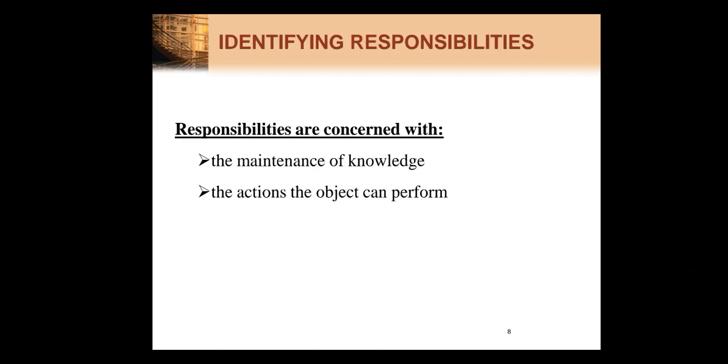Now, how do we identify the responsibilities? Once we have identified the methods, we know with which classes it collaborates. Then for finding or writing down the methods, we need to identify the responsibilities. How do we identify the responsibilities? Responsibilities are concerned with the maintenance of knowledge as well as the actions the object can perform. Which type of action, that means what type of function the object performs for that class, is nothing but the responsibility of that class.